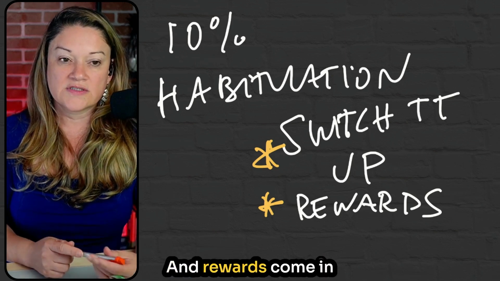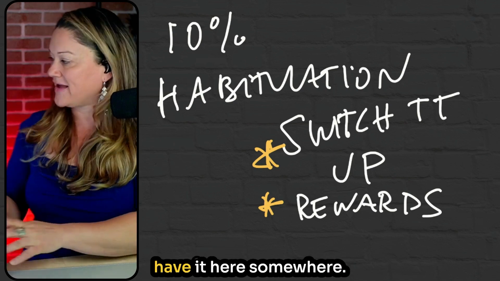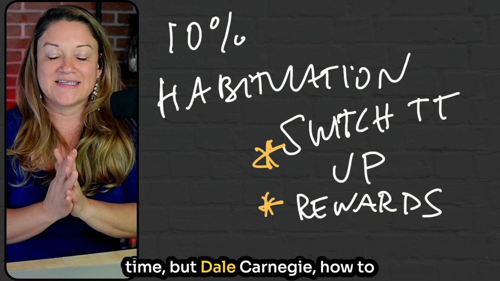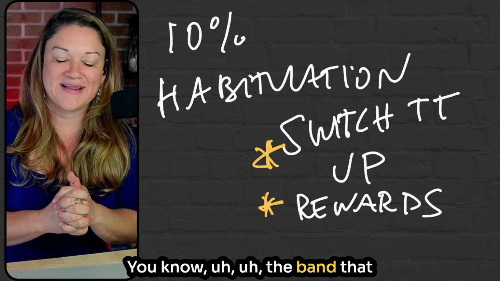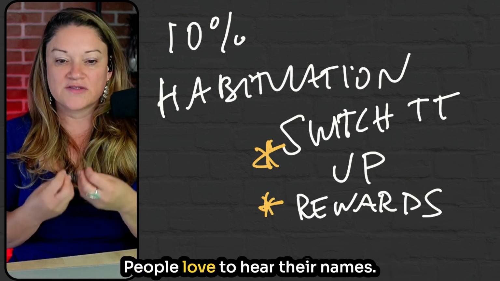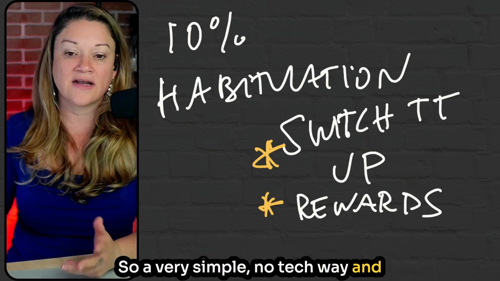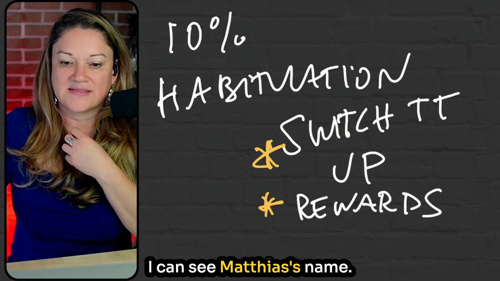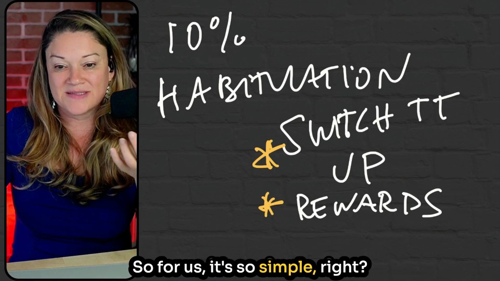And rewards come in several different ways. Highlighting that book, I have it here somewhere. I should have grabbed it ahead of time, but Dale Carnegie, How to Win Friends and Influence People. You know, the band that Beyonce was in before, Say My Name, Destiny's Child. People love to hear their names. So a very simple, no tech way. And in the virtual world, it's so easy because I can see Ashley's name. I can see Matthias's name. I can see David's name. So for us, it's so simple, right?